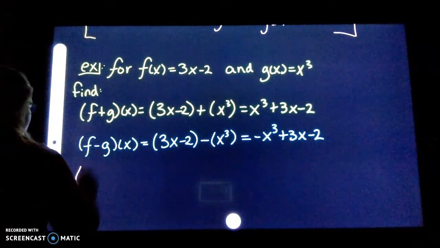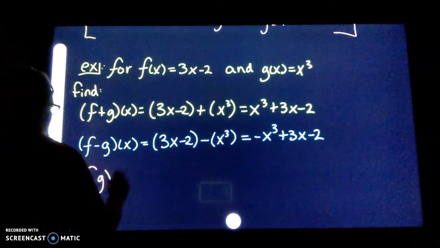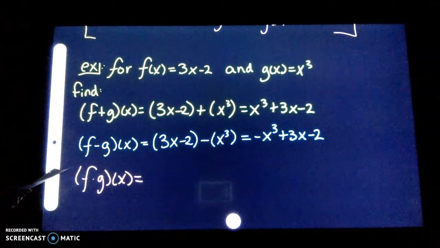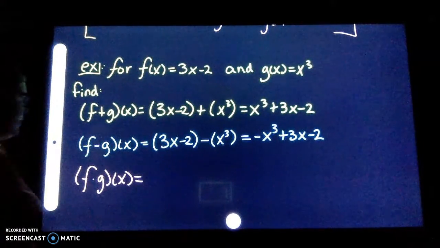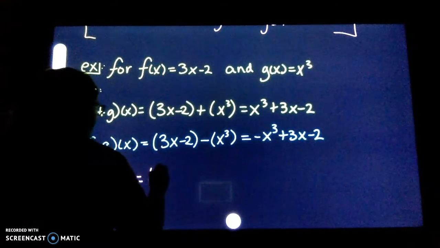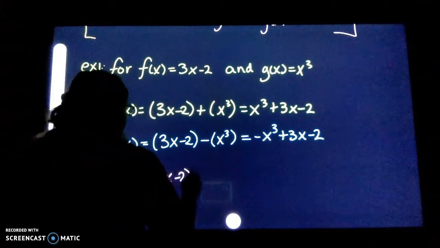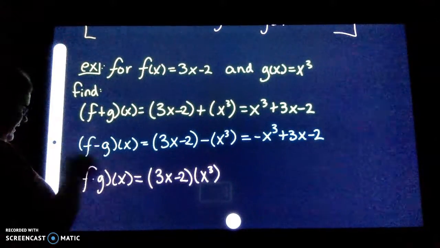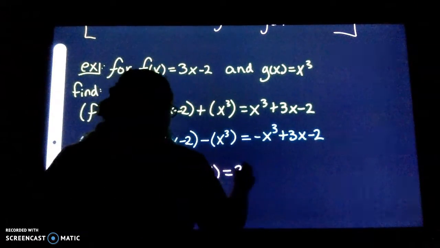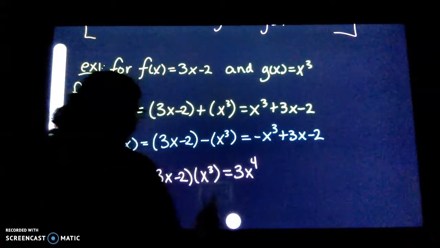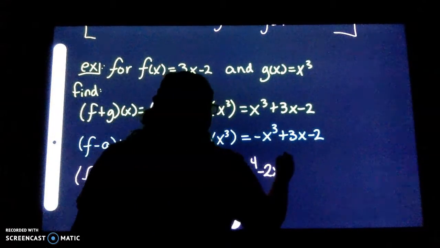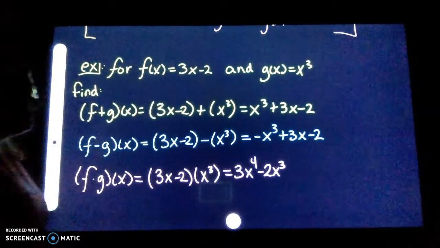And I would also like to find the product of these two functions. So what I do is I take my first function, which is 3x minus 2, times my second function, which is x cubed. I need to distribute this. So I get 3x to the 4th, because I add exponents when I multiply, minus 2x cubed. Nothing else I can do from there.